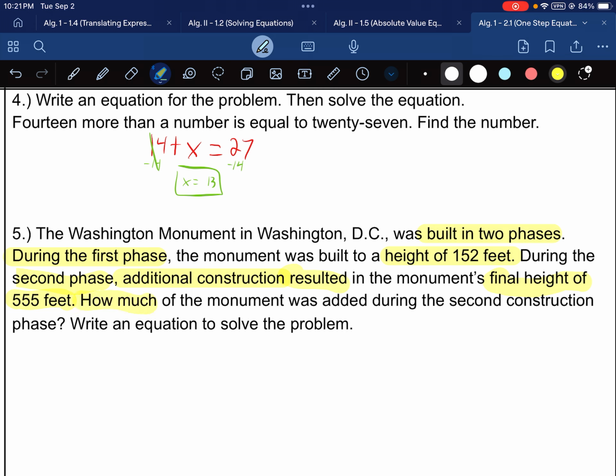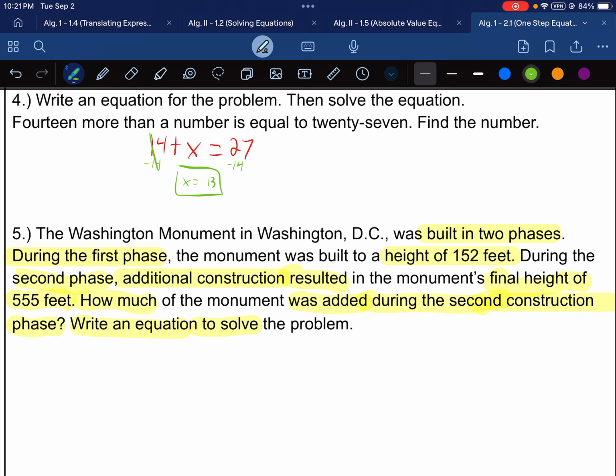And then here we want to know this. How much of the monument was added during the second construction phase? And then we're supposed to write an equation to solve.